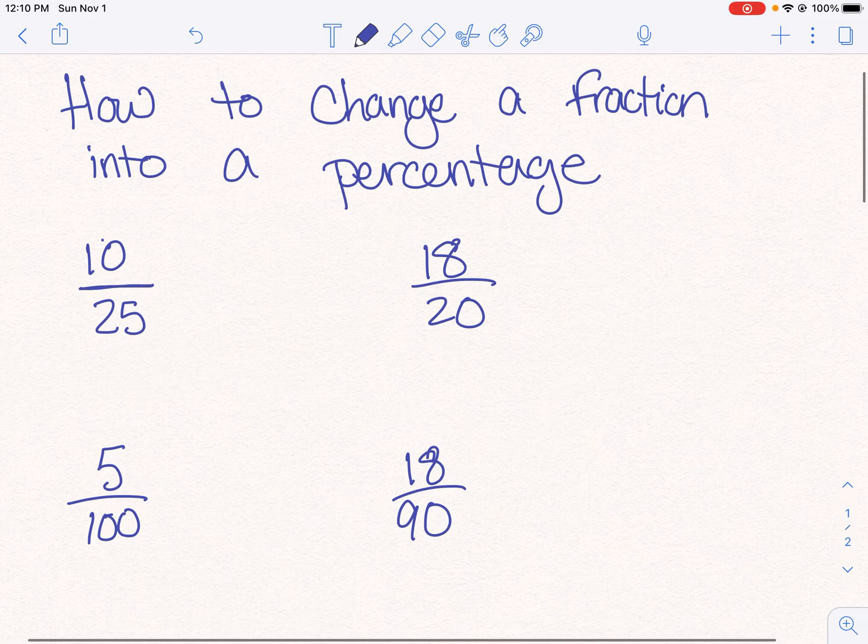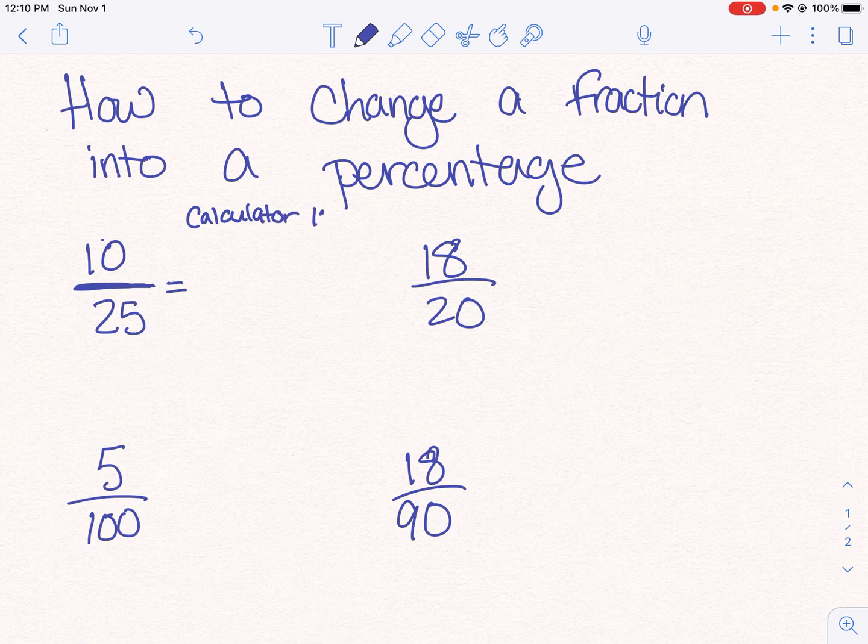So remember, when we're talking about fractions, this line in the middle means divide. So what we're going to do is we're going to change the fraction to a decimal and then change it to a percent. So in your calculator, you should type in 10 divided by 25. And when I do that, I get 0.4.